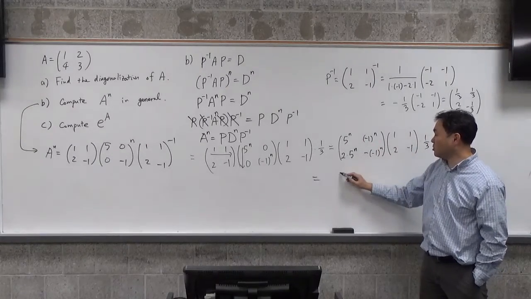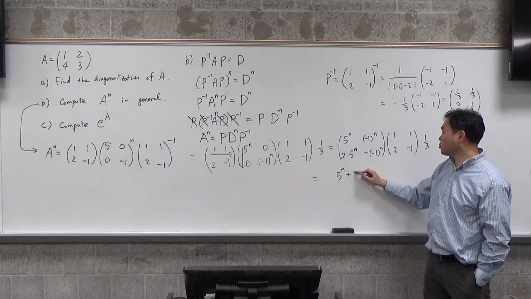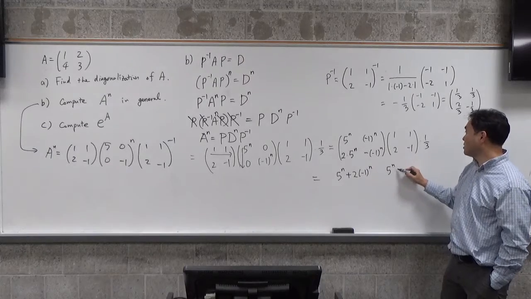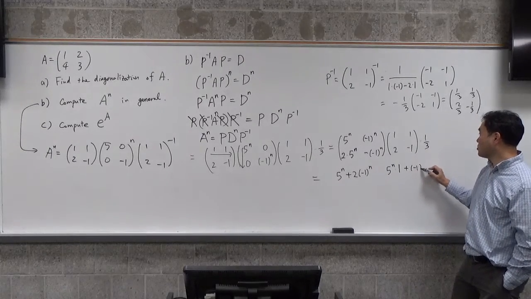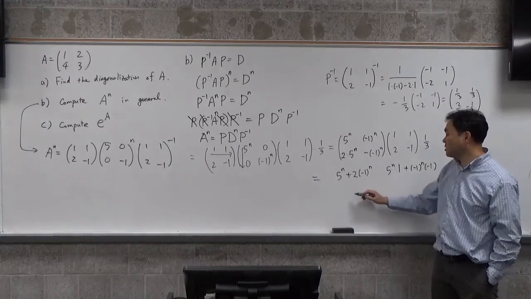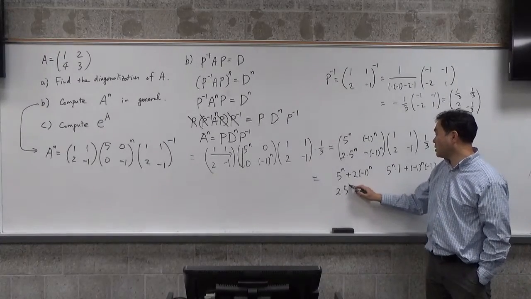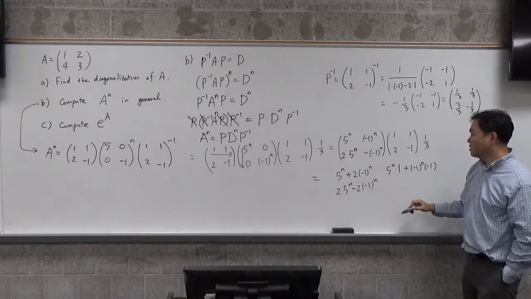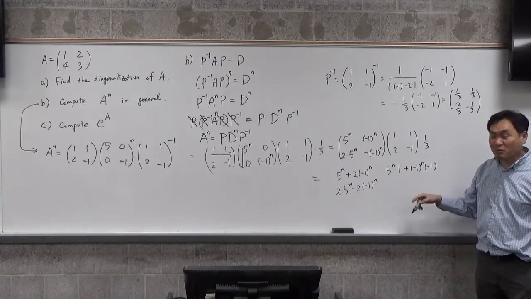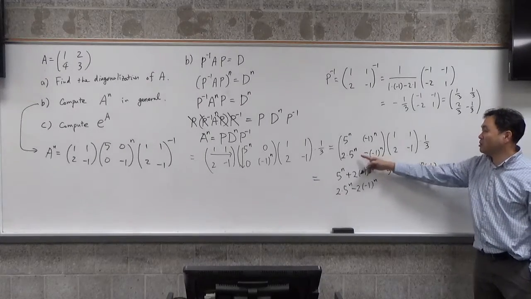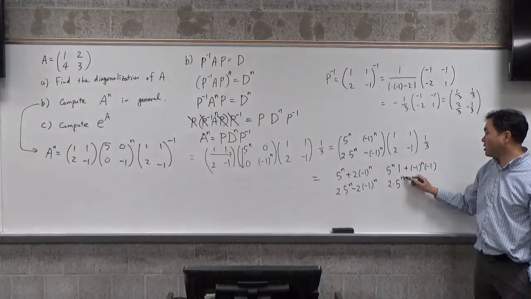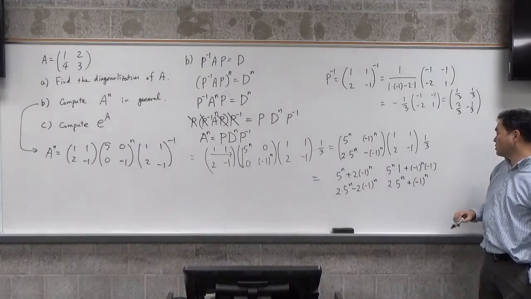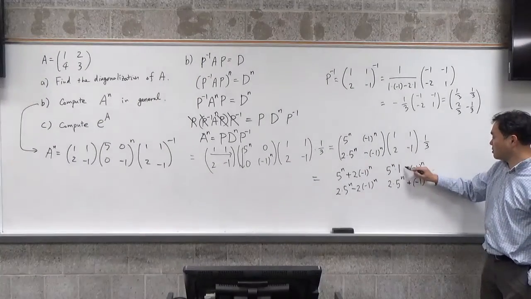This times this now gives you 5 to the nth plus twice of negative 1 to the nth power. And then 5 to the nth times 1 plus negative 1 to the nth power, negative 1. And 2 times 5 to the nth, this times this, so minus 2 times negative 1 to the nth. I'm doing this really fast, so please check my calculation. I might be wrong. This would be 2 times 5 to the n, plus negative 1 to the nth power. Okay, this one I'll just put as minus.